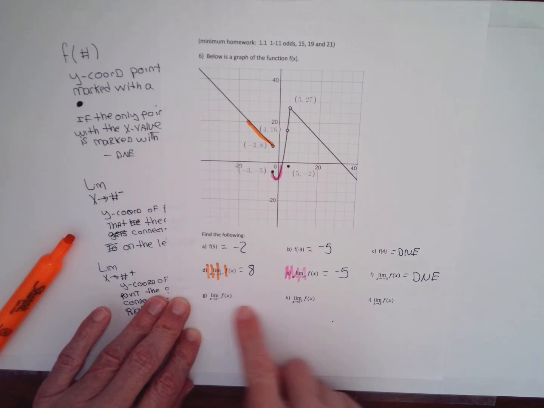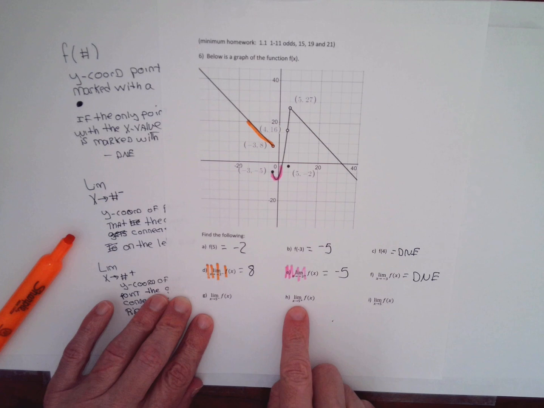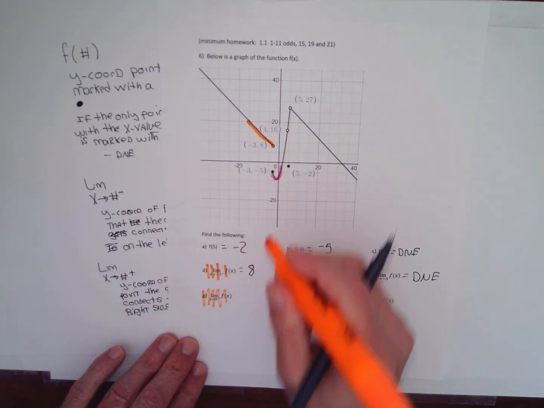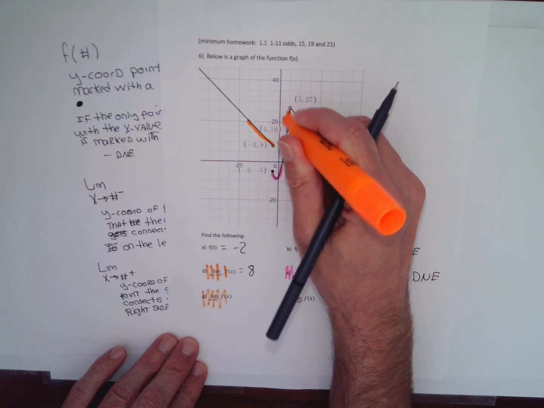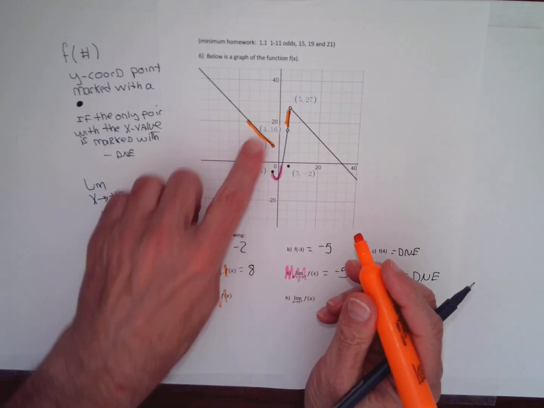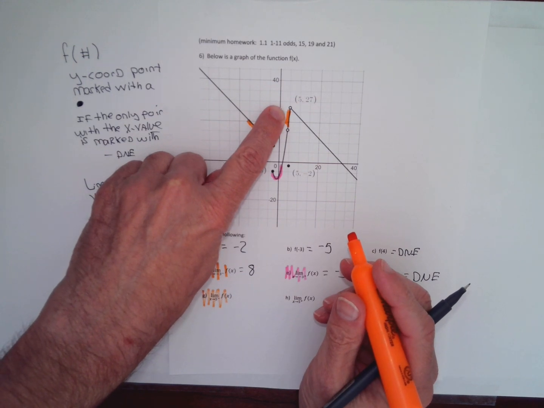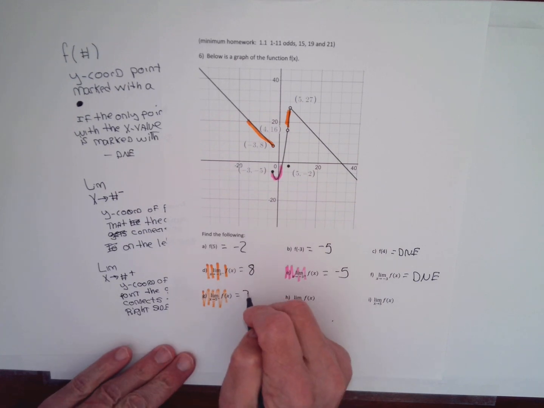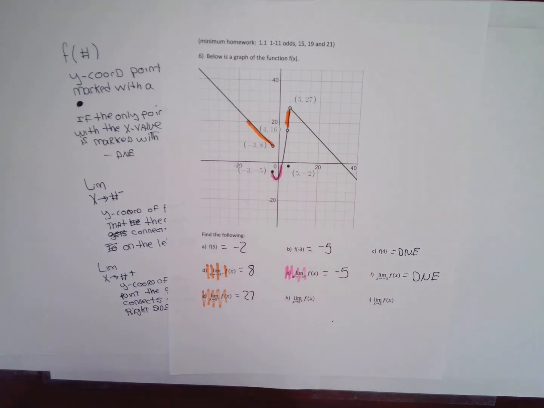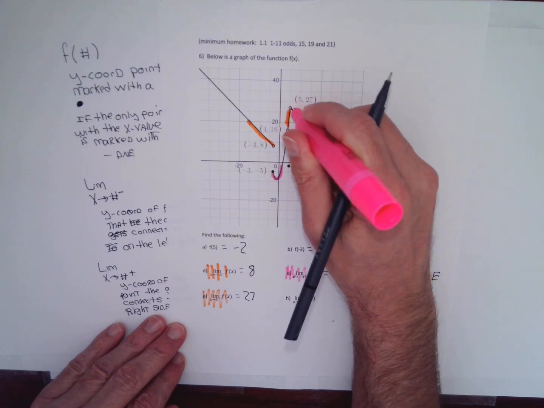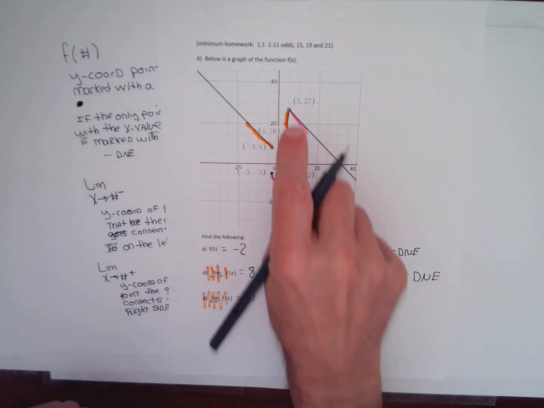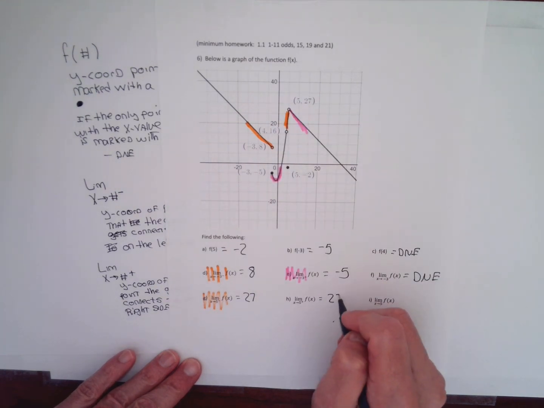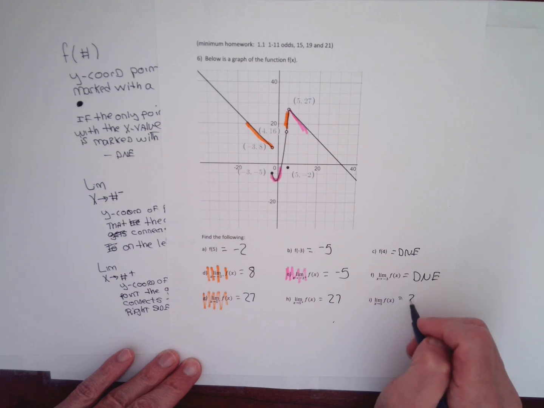For G, H, and I, it's the left-hand limit at 5, the right-hand limit at 5, the two-sided limit at 5. And these are all going to be the same number. The portion of the graph to the left of 5 attaches to the point (5, 27). So the left-hand limit is going to be 27. The portion of the graph to the right of 5 also connects to the point (5, 27). So the right-hand limit at 5 is also going to be 27. And that makes the two-sided limit the same.